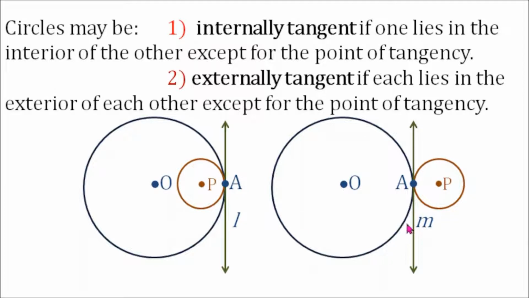The two circles here in the second figure are externally tangent because each circle lies in the exterior of the other except for the point of tangency. Circle O is in the exterior of circle P, and circle P is also in the exterior of circle O except for point A, which is called the point of tangency.